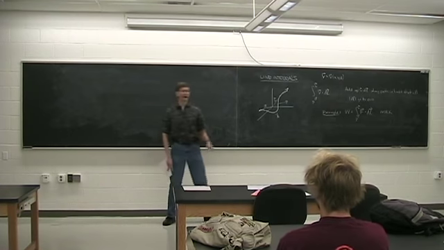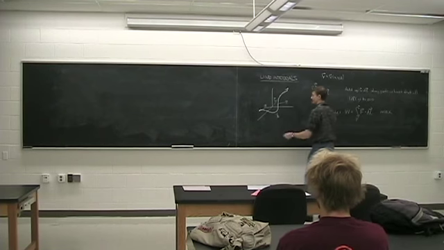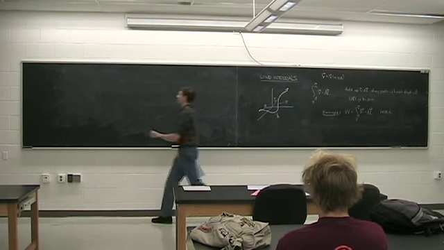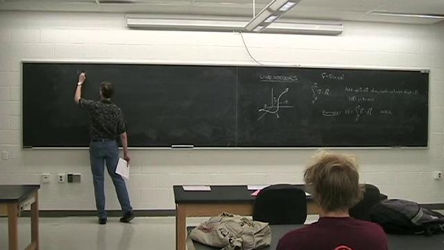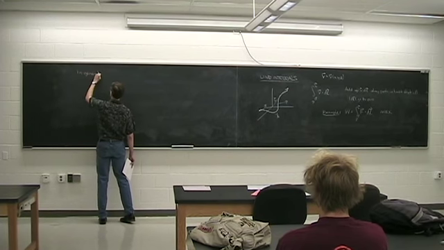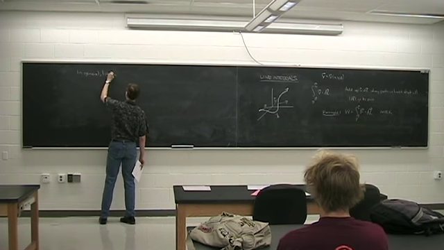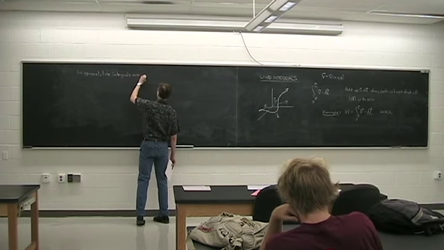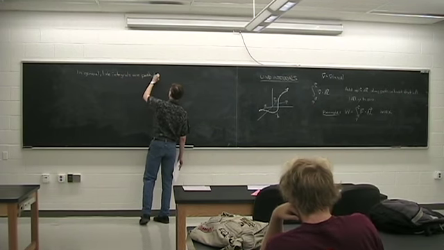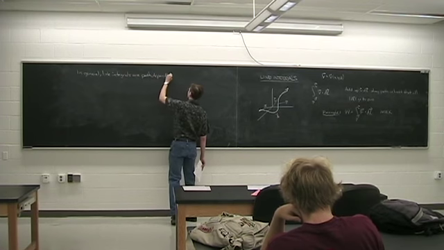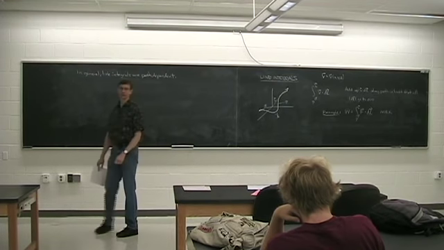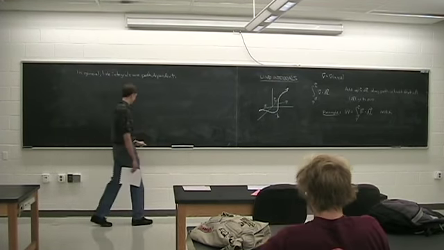In general, it matters how you go between A and B. If I take this path, I might get a different result than if I take some other path. So in general, line integrals are path dependent. But not always. There are some types of vector fields for which the line integral is path independent.